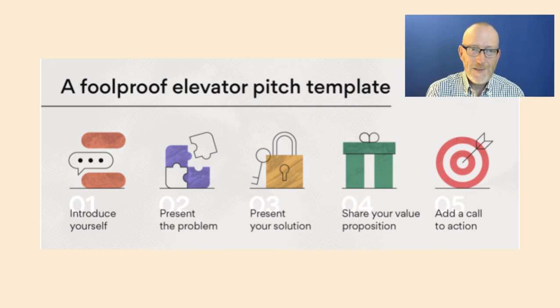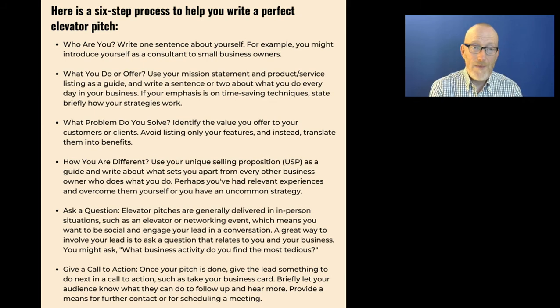So I want to present you now with a 6-step process to help you write a perfect elevator pitch. So number one, who are you? Write a sentence about yourself. Whatever it is you are or you do that you want people to know about. Number two, what do you do or what do you offer? You might have a mission statement about your product or your service. If not, write a sentence or two about what you do. How does your work impact other people?